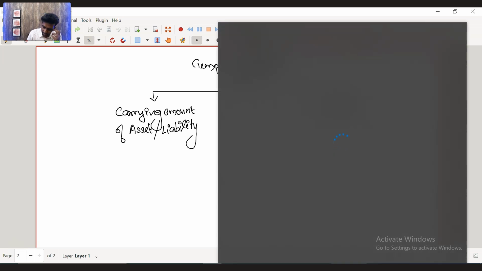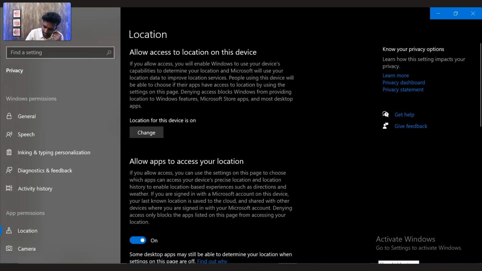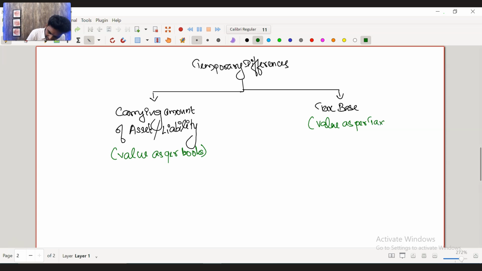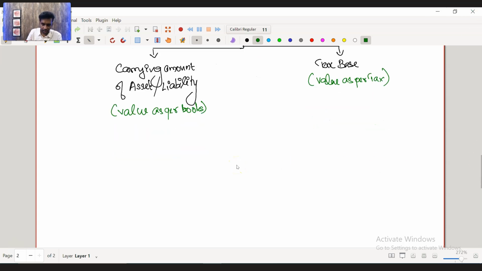Carrying amount of the asset or liability is the value as per books, like as per your accounting rules and regulations, what is the value? Tax base is the value as per tax. So as per tax, what is the value you follow? That is called the tax base. And there are two types of temporary differences.